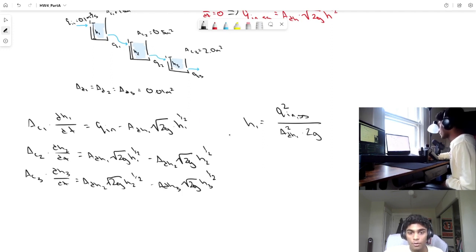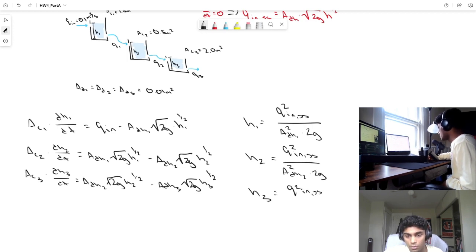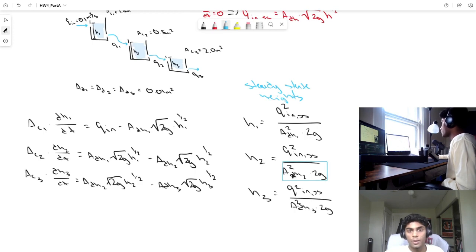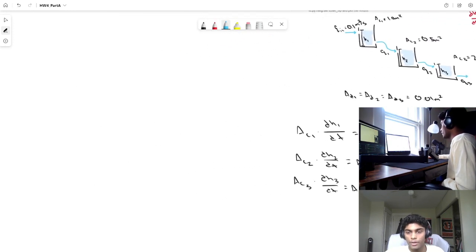And this is going to look the same for each of the heights. So this is going to be Q in steady state squared over area of drainage hole 2 squared times 2g, and do the same thing for height 3. And so with these now, we have initialized the heights for each of the tanks at the initial steady state.